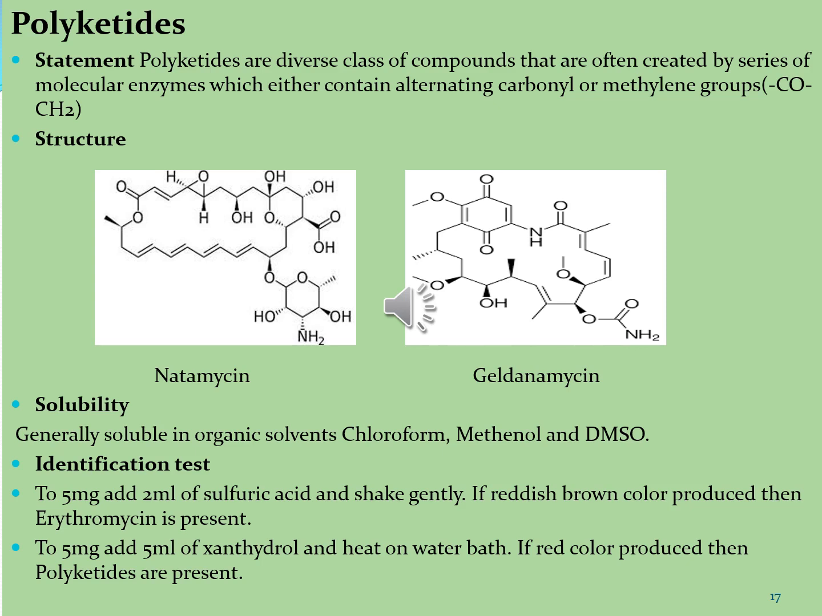Polyketides are insoluble in water. However, they are soluble in organic solvents, and those solvents are chloroform, methanol, and dimethyl sulfoxide. Now we see the identification tests through which we can observe and confirm the presence of polyketides. In the first test, we take 5 mg of sample and add 2 ml of sulfuric acid and shake gently. If a reddish brown color is produced, it means erythromycin is present, which is in the class of polyketides. In the second test, we take 5 mg of sample extract and add 5 ml of xanthydrol and heat on a water bath. If a red color is produced, it means polyketides are present.